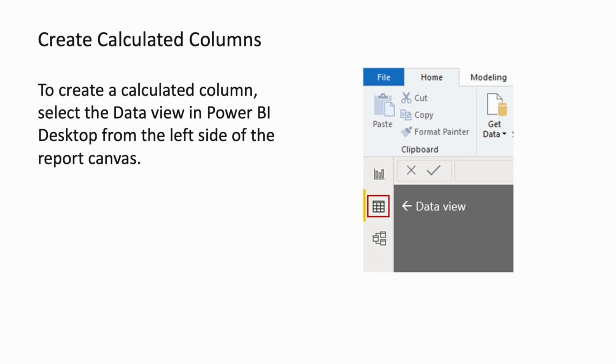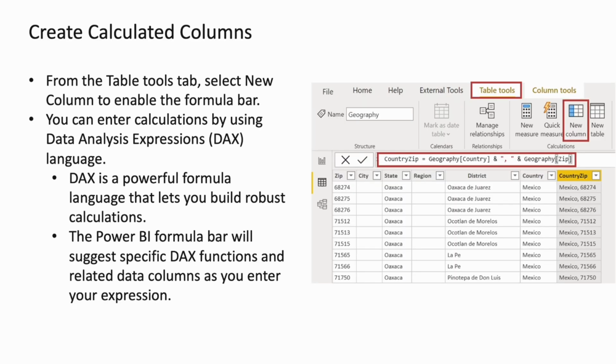To create a calculated column, select the data view from the left side of the report canvas. In Data View, select New Column under the Table Tools tab. Enter a DAX formula in the formula bar. The bar provides suggestions for functions and columns to guide you.